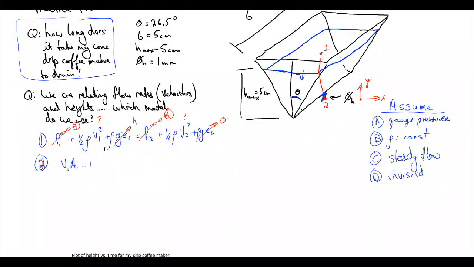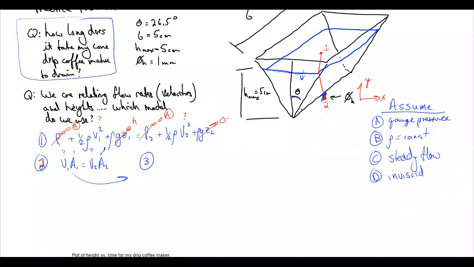Right? So we know A2, but we don't know A1, and we don't know V2, and we don't know V1. So let's try to get the area here. Equation 3 is going to be our area as a function of height. Because we're trying to get everything in terms of height here, because we're trying to solve for when the height is equal to 0. So that means we need to have everything be a function of height.